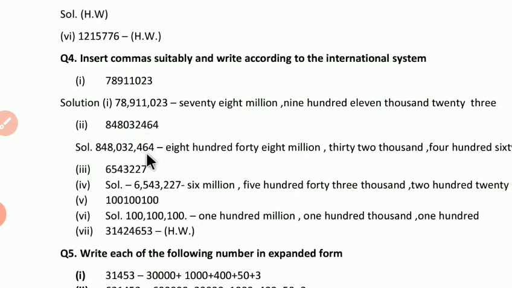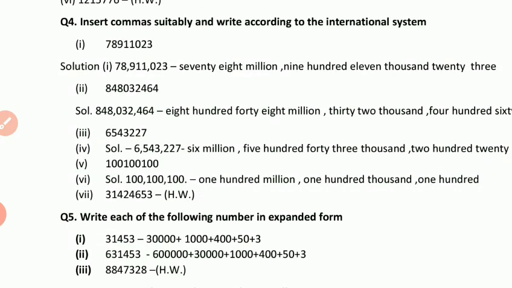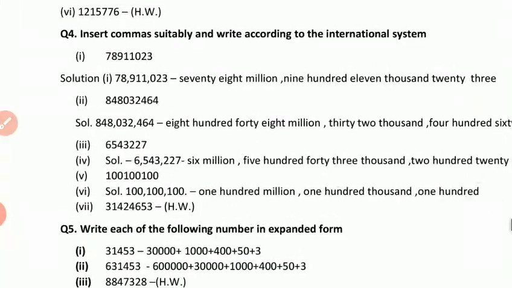84803264. Again we are placing the commas after every 3 digits. So 1, 2, 3, 1, 2, 3 and 1, 2, 3. We can see its places: ones, tens, hundreds, thousand, 10,000, 100,000, then million, 10 million, 100 million. It means 848. First we will write using hundred. 848, then last million. Same here, 32,464.